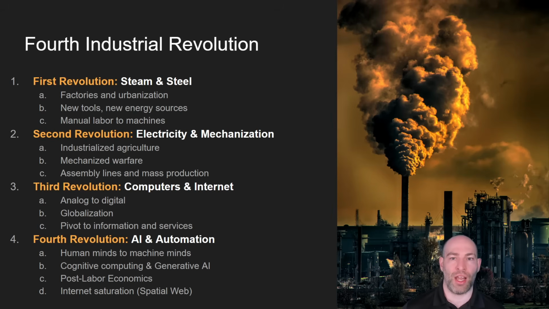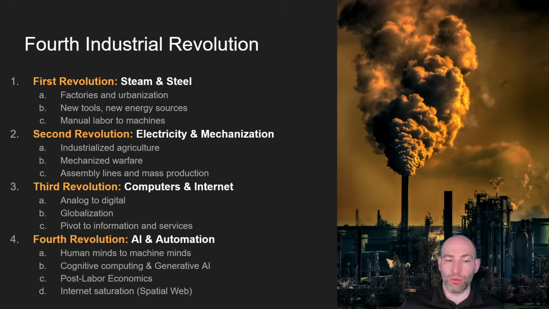So as we got better at making steel and using steam, we had access to new sources of energy. The second industrial revolution was more about electricity and mechanization. So this is where we saw the introduction of industrialized agriculture, mechanized warfare, and then also assembly lines. So this is late 19th century and early 20th century. The first revolution, sorry, I should have said this earlier, started in the 18th and 19th centuries.